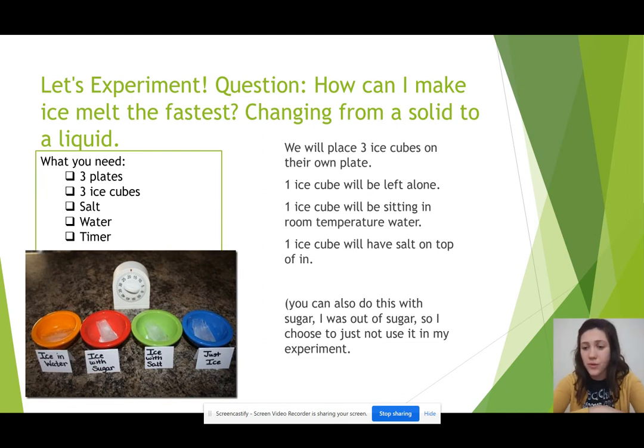If you want to follow along with me in this experiment, here's what you're going to need: 3 plates, 3 ice cubes, salt, water, and a timer. What we're going to be doing is placing 3 ice cubes, each on their own plate. 1 ice cube will be left completely alone. 1 ice cube will be sitting in room temperature water, and 1 ice cube will have salt on top of it. You can also add 1 more plate and 1 more ice cube, and add some sugar. I was out of sugar at the time I was doing this experiment, so I chose to skip it.